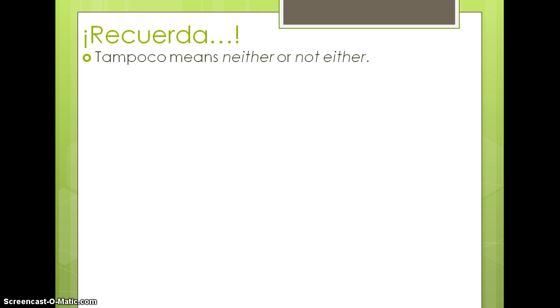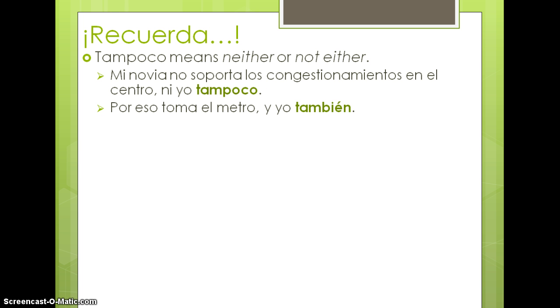Otra vez recuerda. We have tampoco. Tampoco can mean neither or not either, and it's the opposite of también. So we have a couple of examples. Mi novia no soporta los congestionamientos en el centro, ni yo tampoco. My girlfriend can't stand the traffic jams downtown, and neither can I. Por eso toma el metro y yo también. That's why she takes the subway, and so do I.